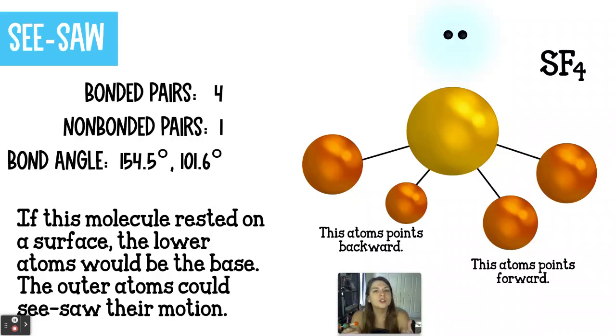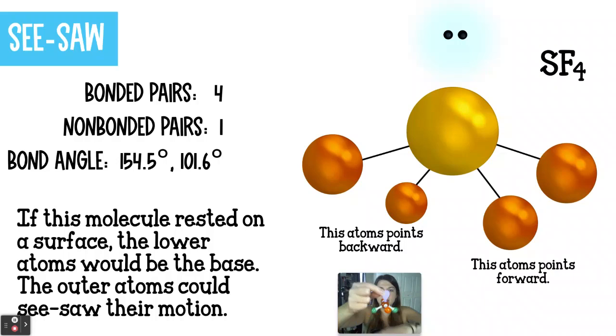If you look back to trigonal bipyramidal, seesaw is kind of the cousin to trigonal bipyramidal. All we have done is taken off one of the equatorials and replaced it with a lone pair. And here on the central atom, we have 4 bonded pairs and 1 lone pair. The angles are 154, which is going to be here, and 101.6 between these.